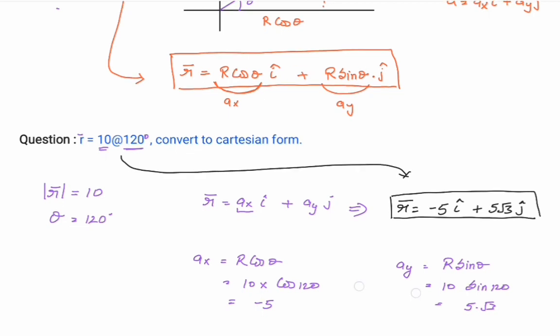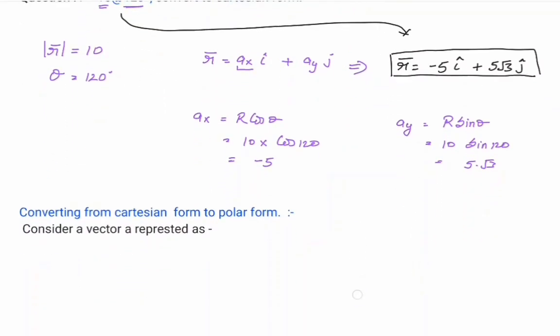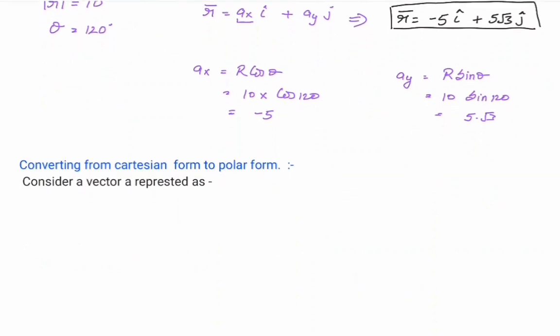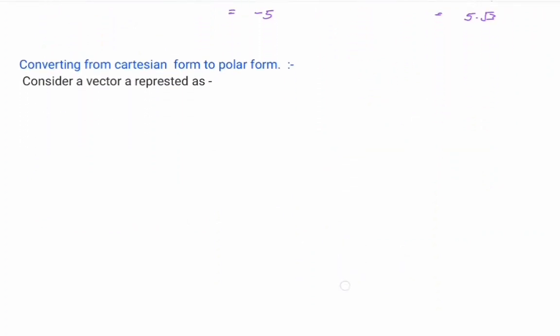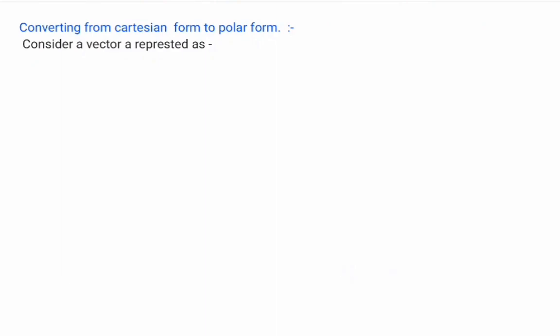Okay, now we will discuss just the reverse of it, converting the Cartesian form to the polar form. How to convert if the vector is already given in a Cartesian form and it is asked to convert it into the polar form. Consider the vector A given as ax i cap plus ay j cap. This is a basic Cartesian form and it is asked to convert it into the polar form. First draw this in an xy plane. This is the x-axis, this is the y-axis.